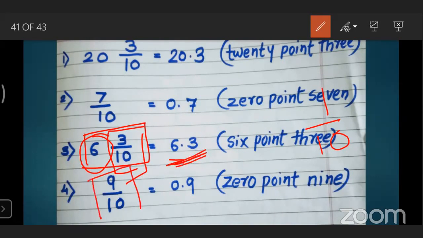Now let us see 9 upon 10. Here is no whole number, so we are writing 0. After that, put a decimal point. Now 9 upon 10 is the first decimal place, right? Write down this 9 at the first place after the decimal point. So it is 0.9. Understood?